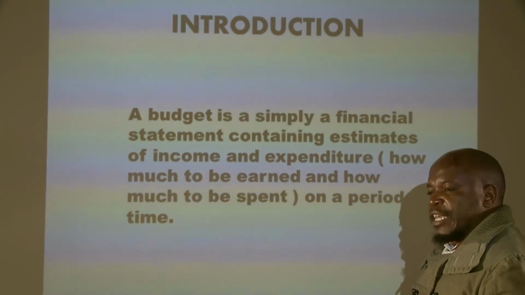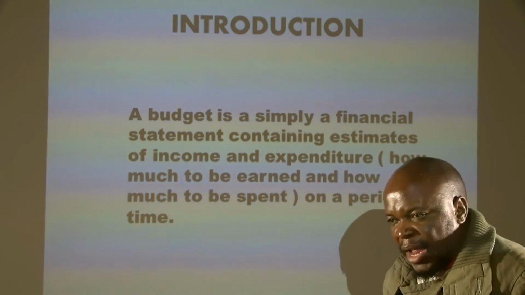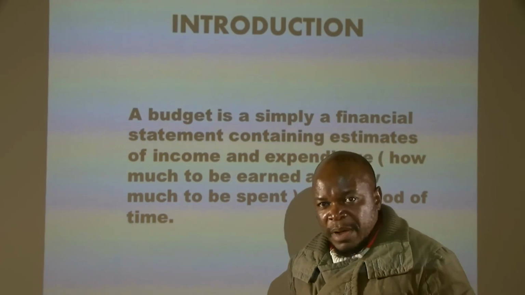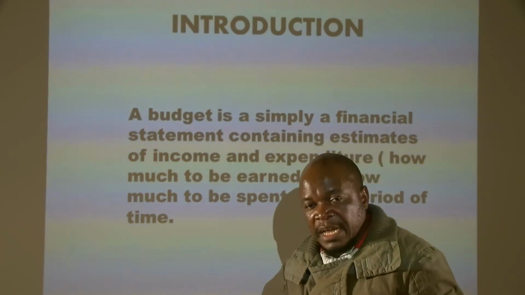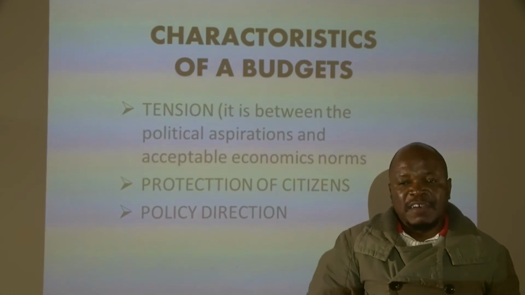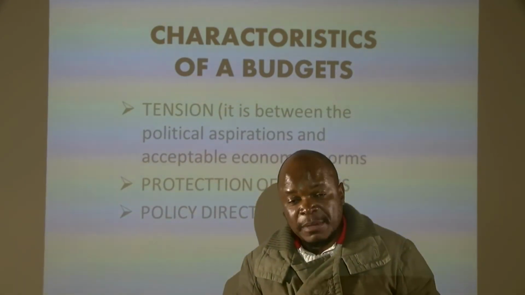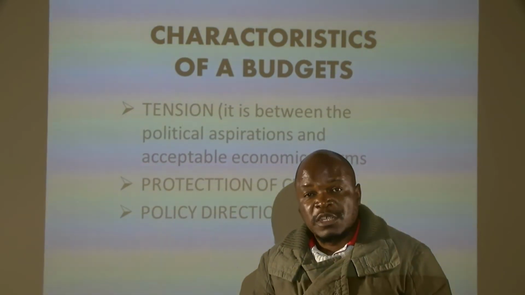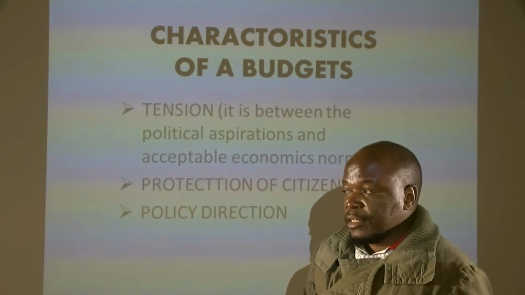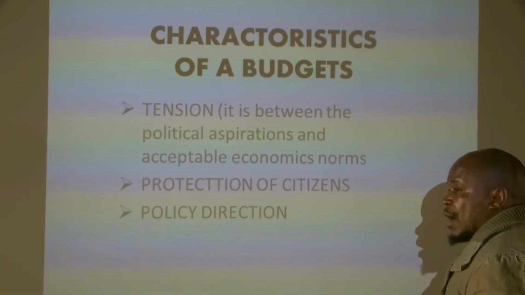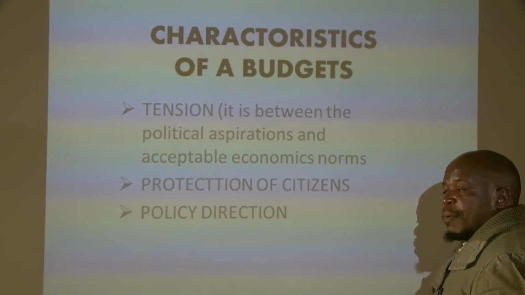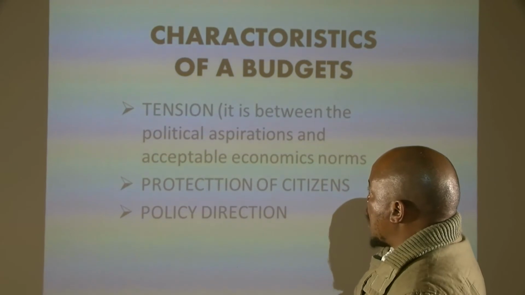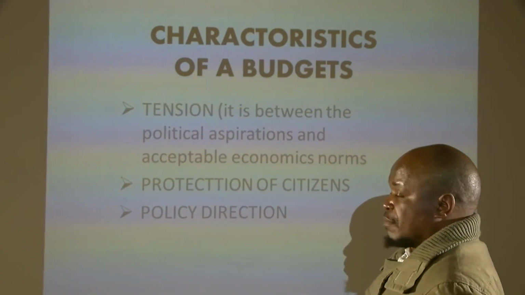So basically, we are saying in a given period you're going to earn some money, right? And this is government, remember. So where does it earn money? You still remember, if you were listening to the previous lesson which I did about government income, most of the income is going to come from our taxpayers, which is tax. So we are going to talk about characteristics of these budgets. There is one characteristic of budget, which is tension.